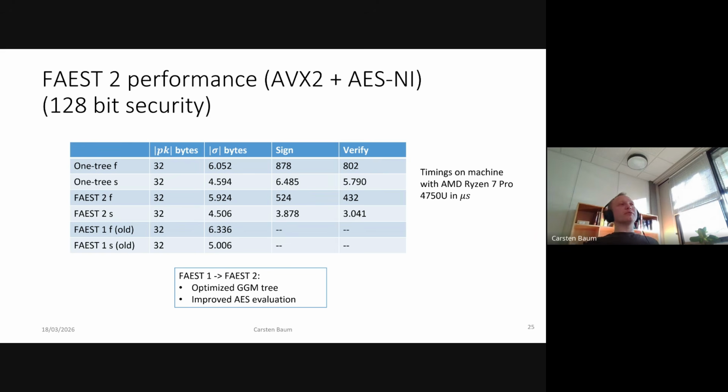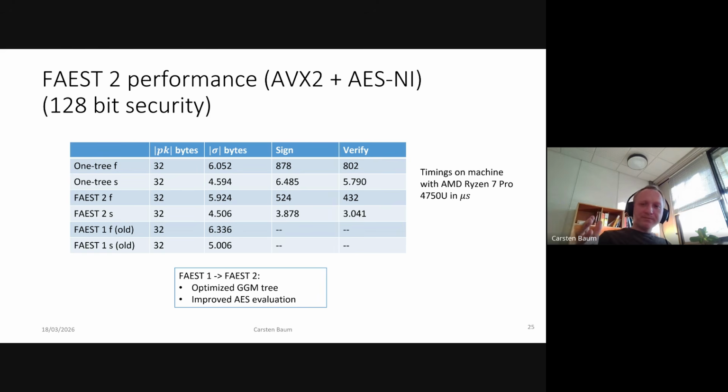Now we would have to set this into perspective. This is a sign and verify time that is equally good as for an optimized ML-DSA, for example. We get worse signature sizes than ML-DSA, which would be the standard that you have for post-quantum signatures. However, we don't require any lattices for signatures. We just use AES and SHA. So that's your hardness assumption there. So that is an interesting trade-off.